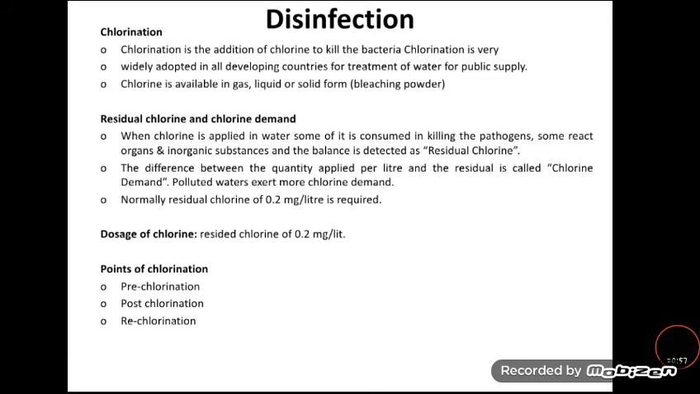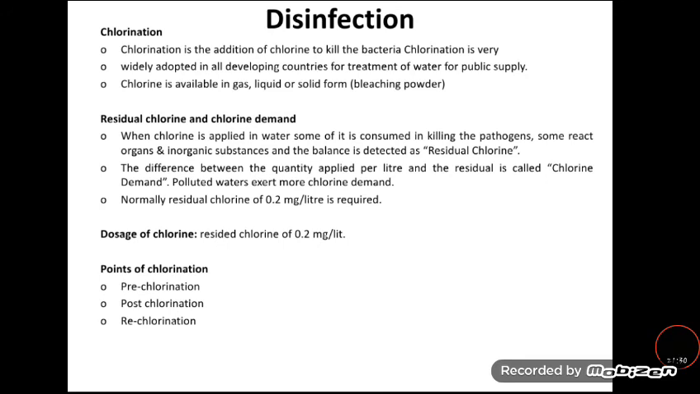Here the difference between the quantity of chlorine applied and the residual chlorine is called chlorine demand. Normally a residual chlorine of 0.2 milligram per liter is required. Here the dosage of chlorine is given so as to obtain 0.2 milligram per liter of residual chlorine. Next, the points of chlorination.